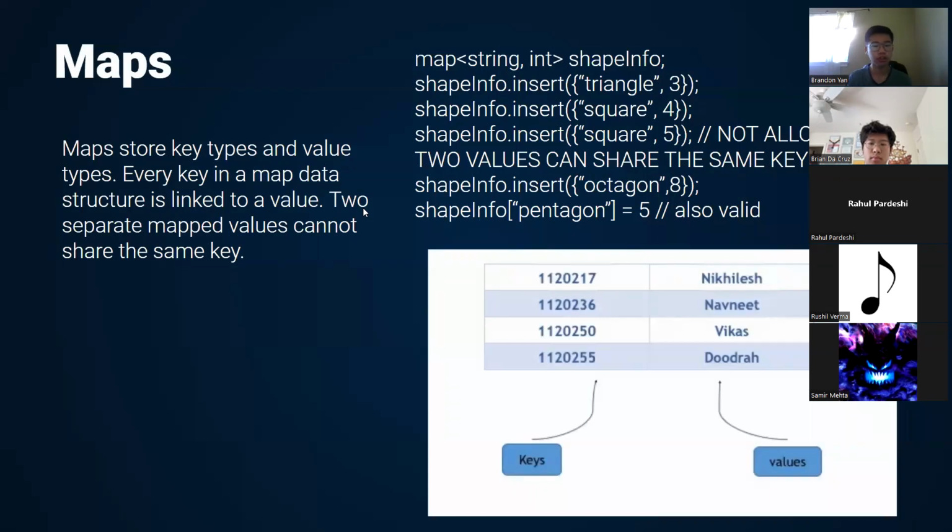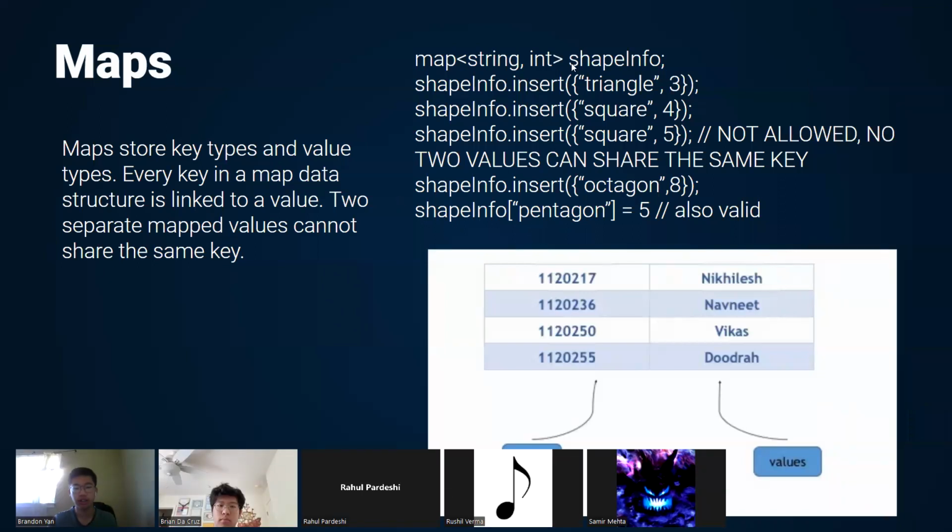Okay, so now I'm going to go over maps, which are a different type of data structure. They store key and value types, and you can define what type each of these are. Like in my example, I had the key as string, which is the left parameter, and then the right parameter as an int. And two different values cannot be mapped to the same key. And then I'll just show what I mean by that right here, an example in the top left.